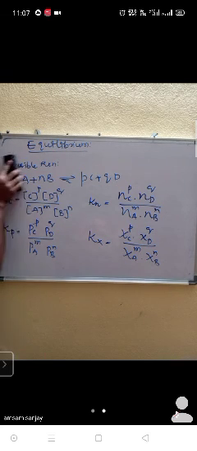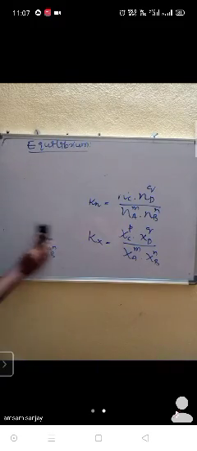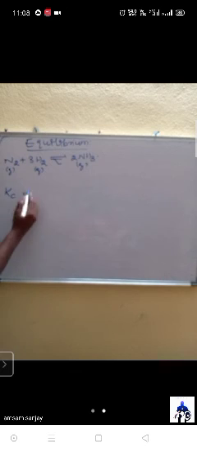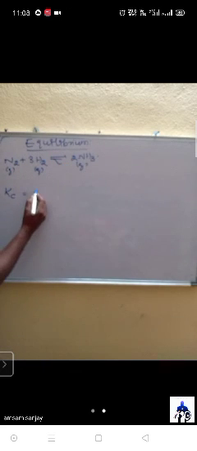Now we will talk about direct chemical reactions. For example, N2 plus 3H2 gives rise to 2NH3. Sir, this is gas, this is gas, this is gas. Can anybody tell me how to write Kc for this equation? Everybody should say. How to write Kc for this equation? Anyone?